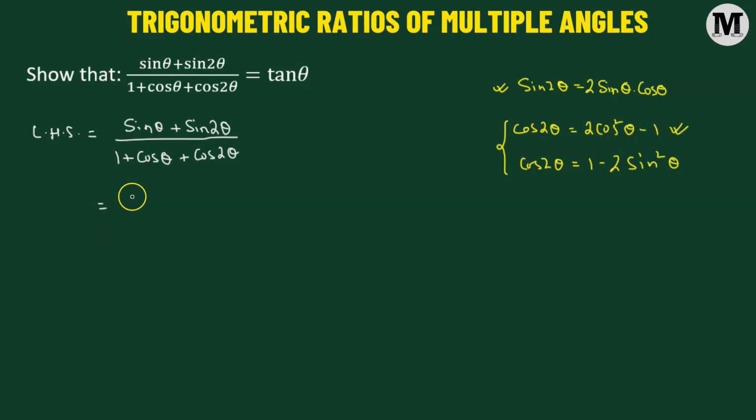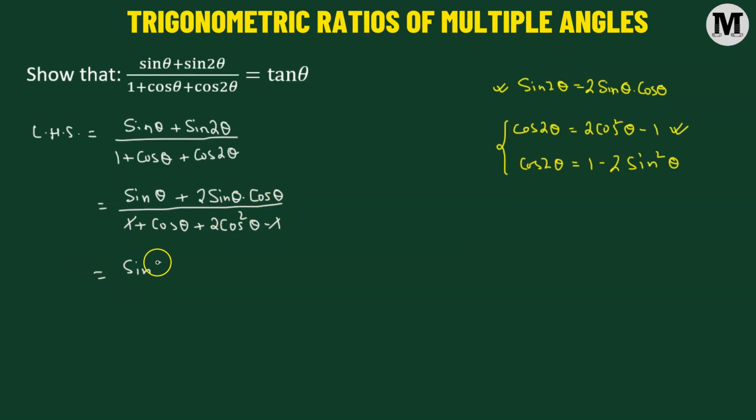So let's do the calculation. We have sine theta, which we keep as it is, added to sine 2 theta, so that becomes 2 times sine theta multiplied by cosine theta, whole divided by 1 plus cosine theta. The third term, cosine 2 theta, will be replaced with 2 times cosine squared theta minus 1. Now we can cancel out the 1. Now we have sine theta plus 2 sine theta cosine theta in the numerator.